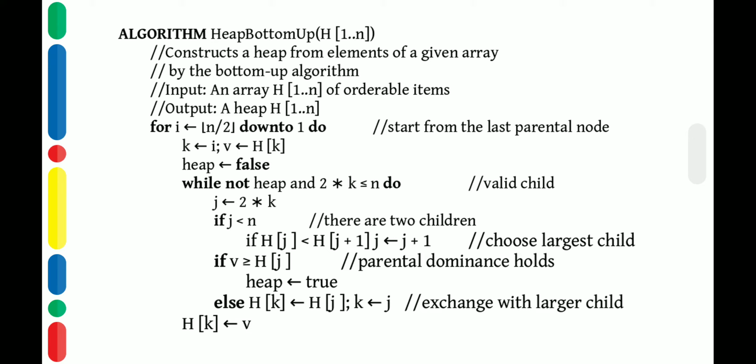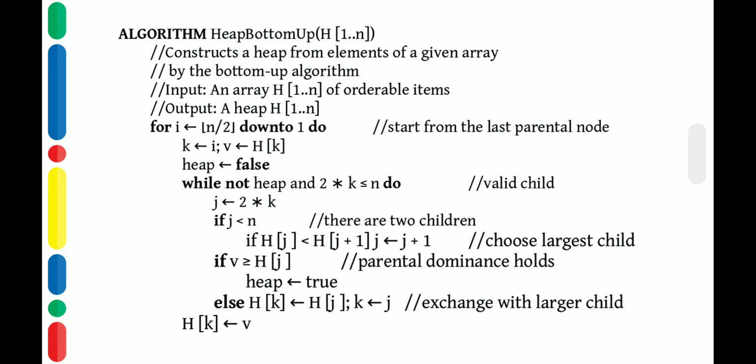So within the inner while, we fetch the position of the left child of k. If a node is at position k in the array, its left child will be at position 2k. We store it into the variable j. j contains the position of the left child. If j is less than n, what does it indicate? There are 2 children. If j is equal to n, then there is only the left child, and the right child is missing. If j is less than n, it means that j plus 1 will be less than or equal to n, therefore both the children are present.